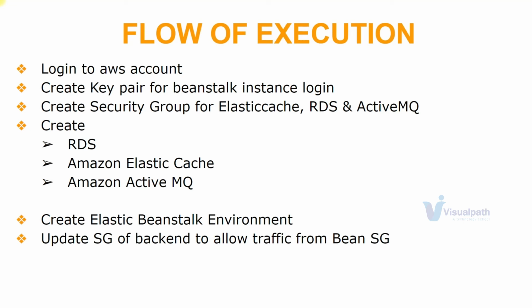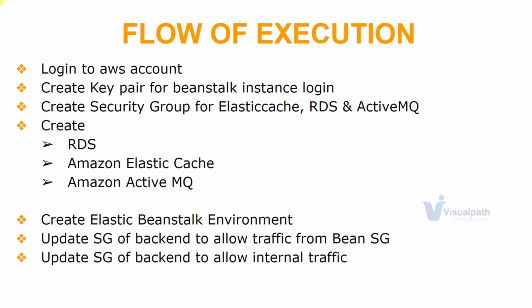So when Beanstalk gets created, it will also create security group for its EC2 instance and also load balancer. So we will allow traffic from Beanstalk instance security group to access our backend services, which are in backend security group. We're putting all our backend services in one security group and they will need to interact with each other. So we will also update backend security group so it allows the internal traffic.